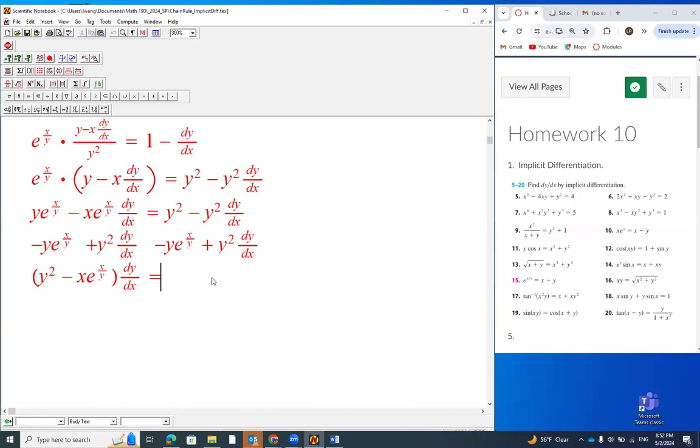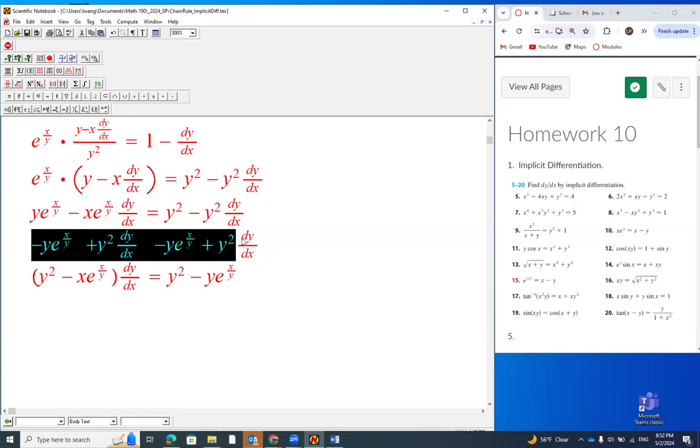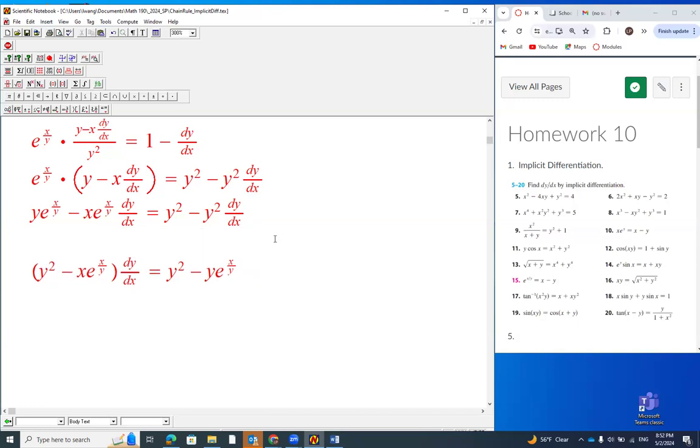On the right-hand side, we're going to have y squared, subtracting this piece. There. Okay. But when you show your work, you don't really need to show this line. You may like to keep it just on the scratch paper. So I'm going to remove it from here. But that's what has been done.